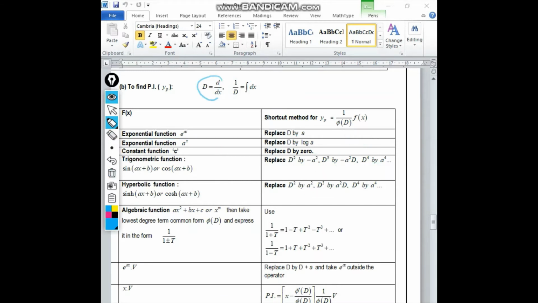denotes the d by dx operator, that is a differential operator, while 1 upon D indicates the integral operator. So whenever we come across D of some function, take a derivative, and when we take 1 upon D of some function, integrate it. Now the formula for particular integral is yp is equal to 1 upon phi of D of f(x). So this equation is in the form phi of D of y is equal to f(x), then yp is this one, that is 1 upon phi of D of f(x).